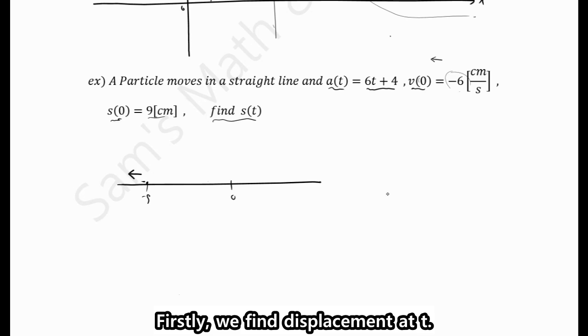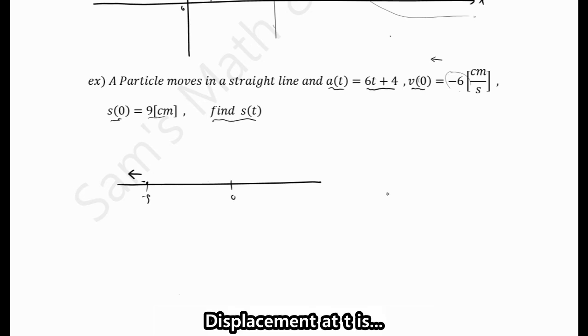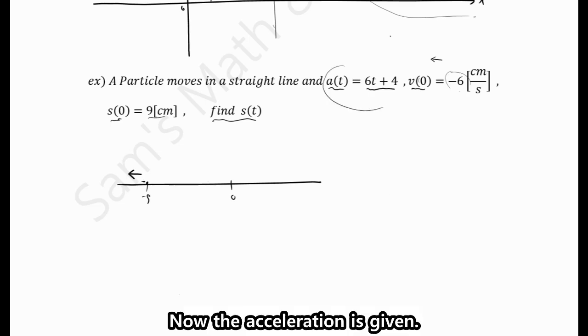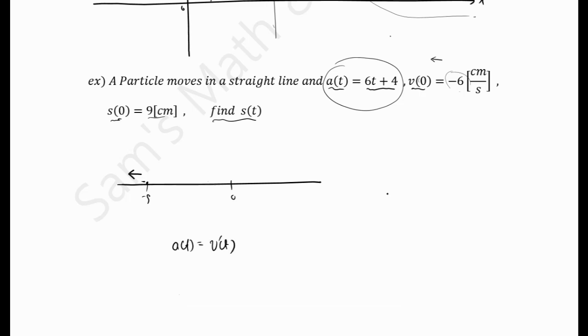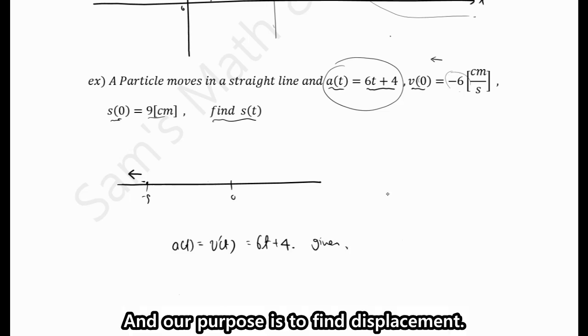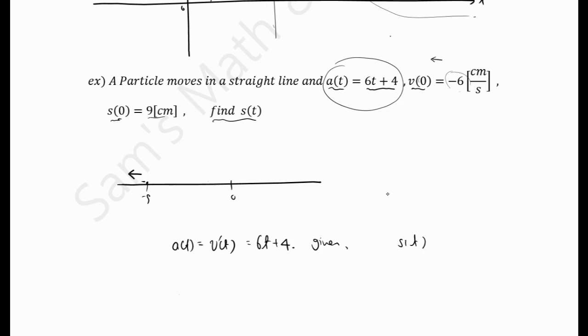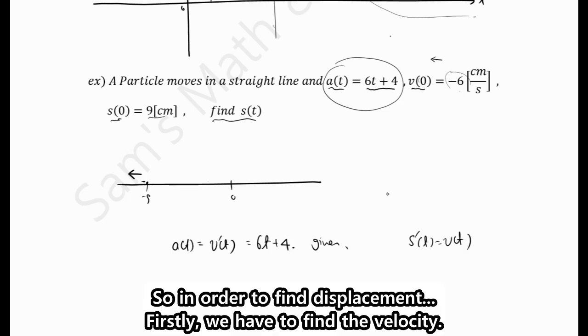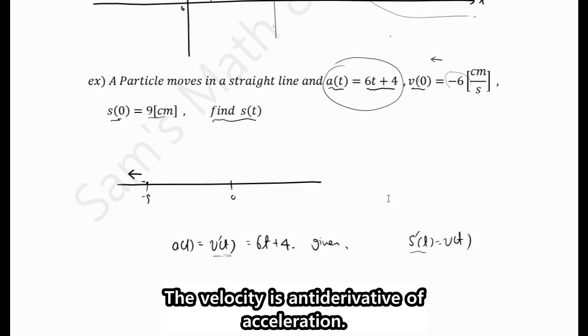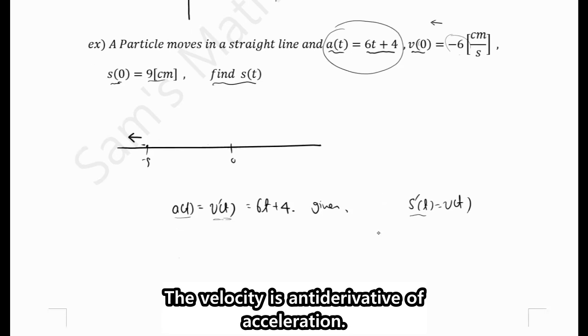So firstly we find the displacement at t. Now the acceleration is given. Acceleration is v prime of t, which is 6t plus 4, and this is given. Our purpose is to find the displacement, and we know s prime of t equals v(t). So in order to find the displacement, firstly we have to find the velocity. Velocity is the antiderivative of acceleration.